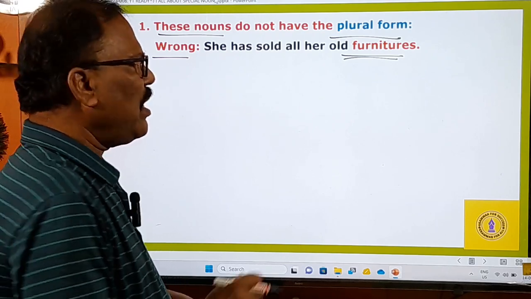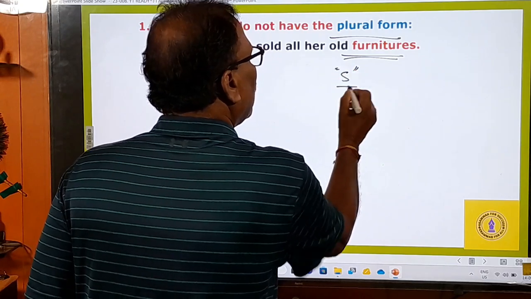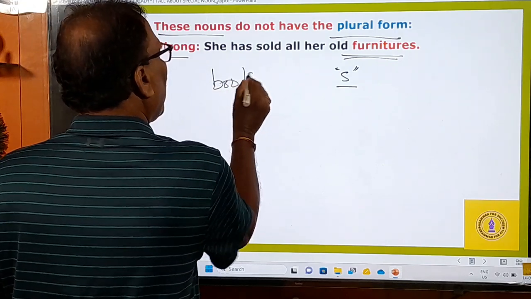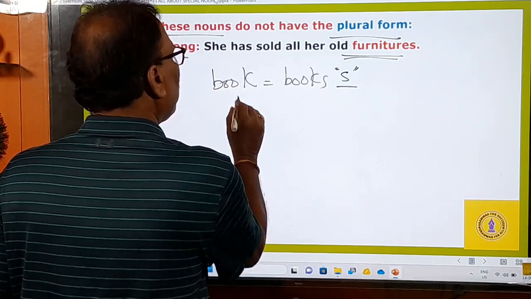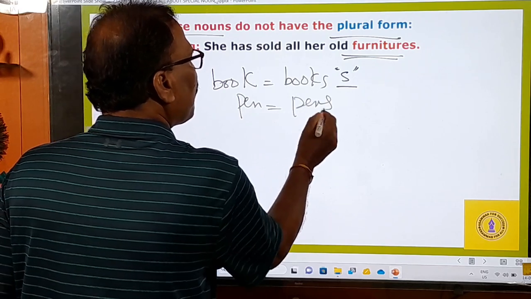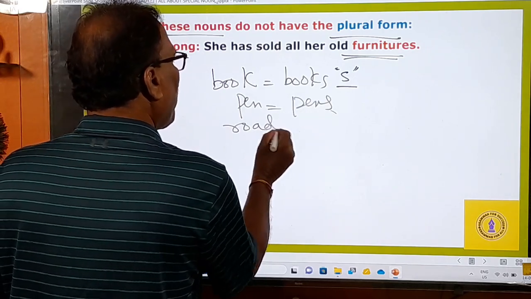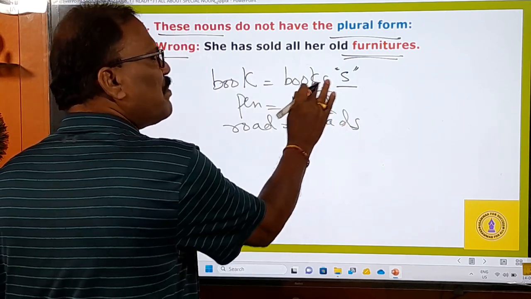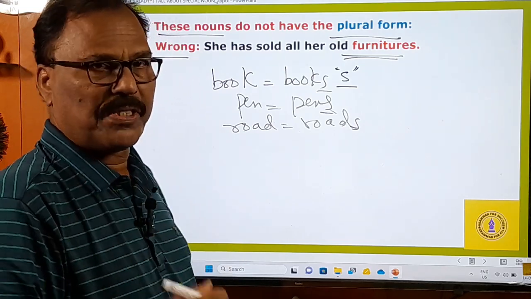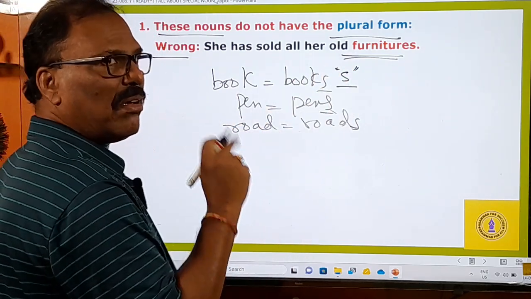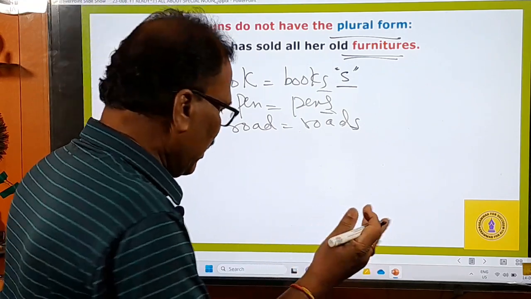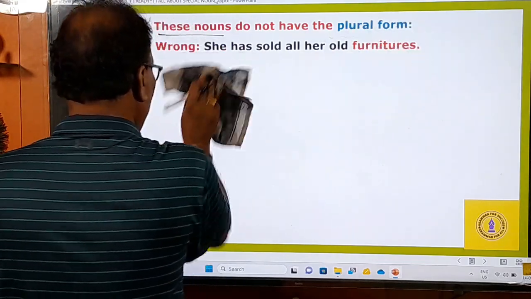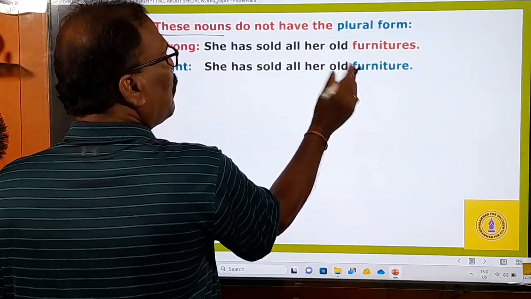What is the plural form actually? If you add s to a singular noun, it becomes a plural one. For example, book: to make it plural, you say books; pen, pens; road, roads. This basic rule everybody knows. So here, furniture is one, furnitures is so many. They think in that way, so the wrong sentence in the examination will be given in this way. The correct sentence is: she has sold all her old furniture.